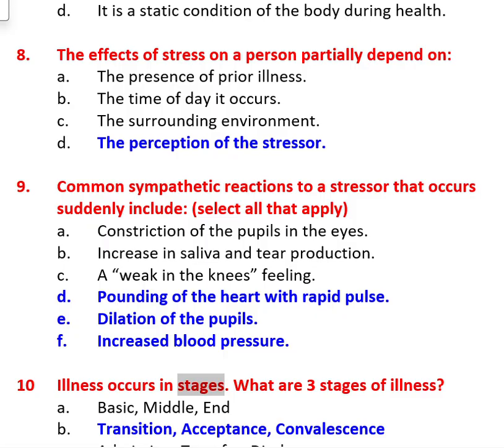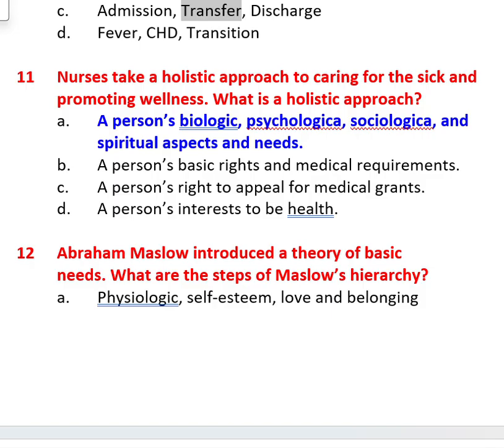10. Illness occurs in stages. What are 3 stages of illness? A. Basic, middle, end. B. Transition, acceptance, convalescence. C. Admission, transfer, discharge. D. Fever, CHD, transition.